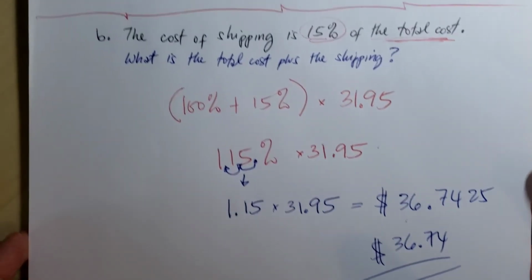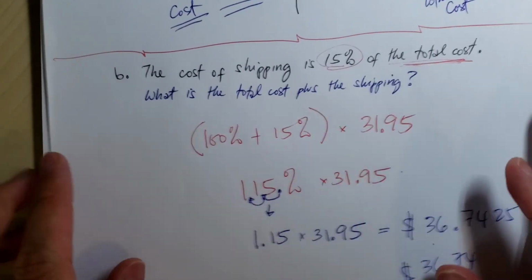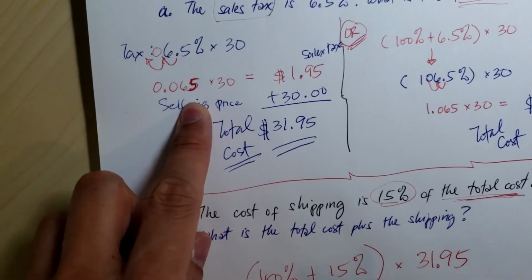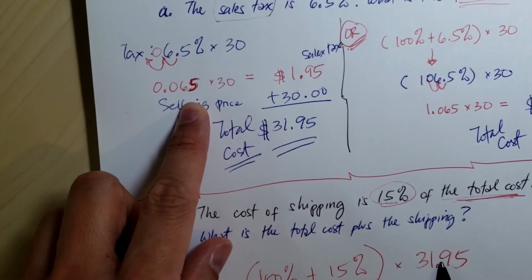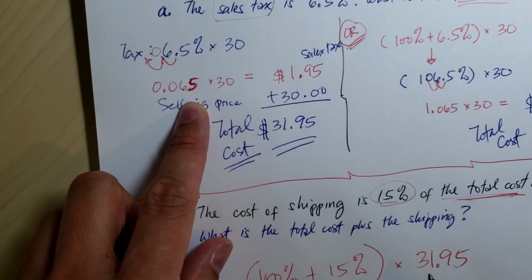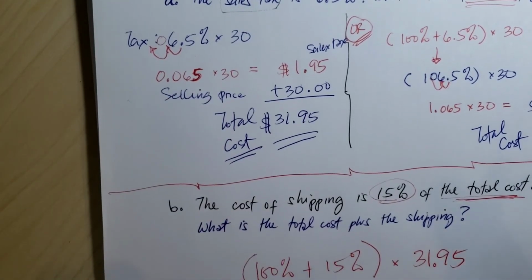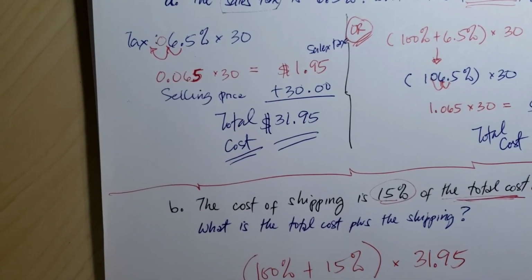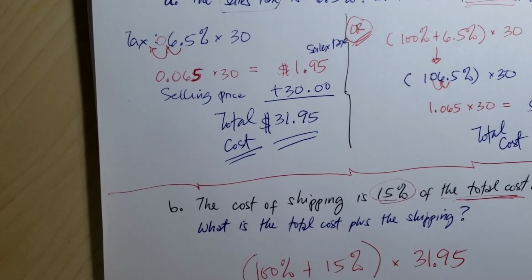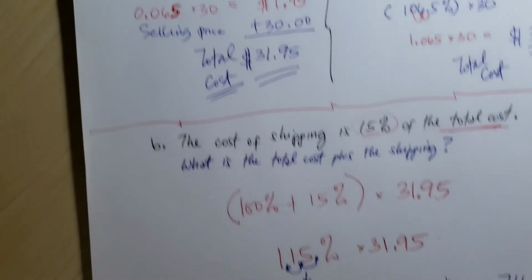If you're confused about this method, we can do the other method like this. Get 15% of 31.95 and then add whatever your answer is back to 31.95. I did say 31.50 earlier. It's 31.95. Anyway, hope this helps.